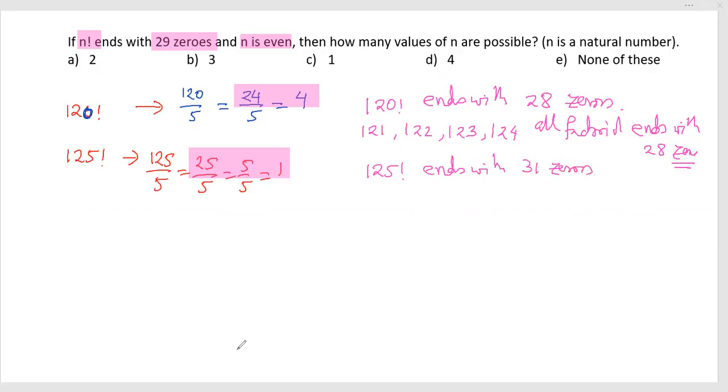So a very interesting thing I have seen here: 28 zeros from 120 factorial till 124 factorial, but the next one, 125 factorial, has 31 zeros. So anything from 28 to 31, any number of zeros in between is not possible. And here it is 29 zeros, so it is actually not possible.